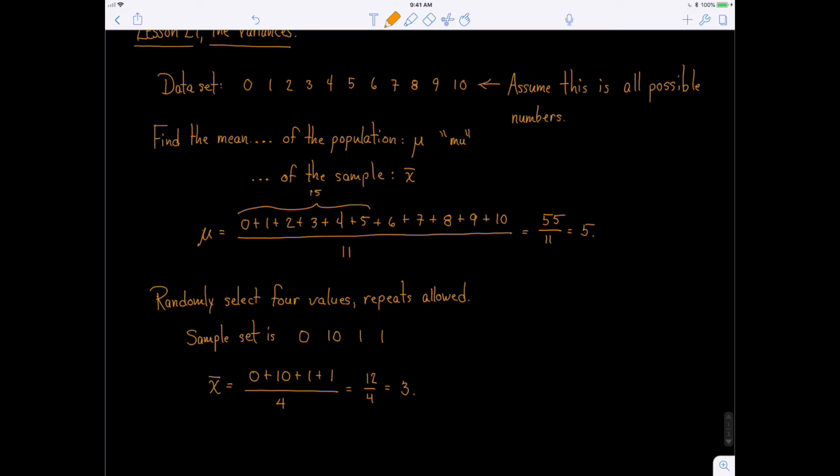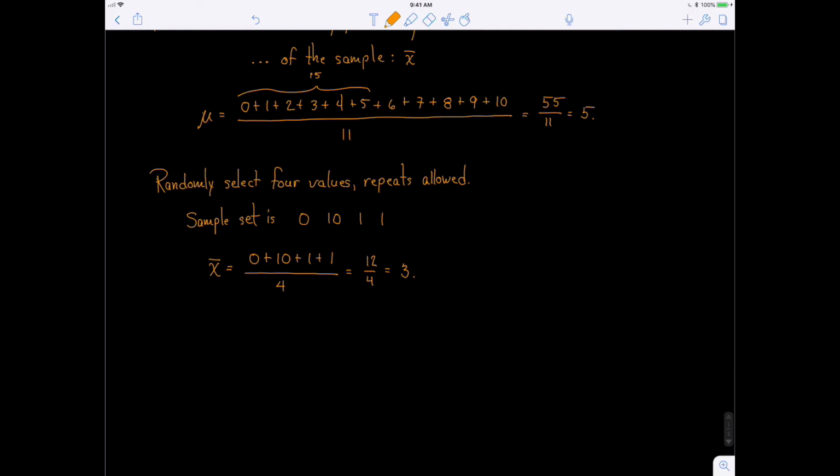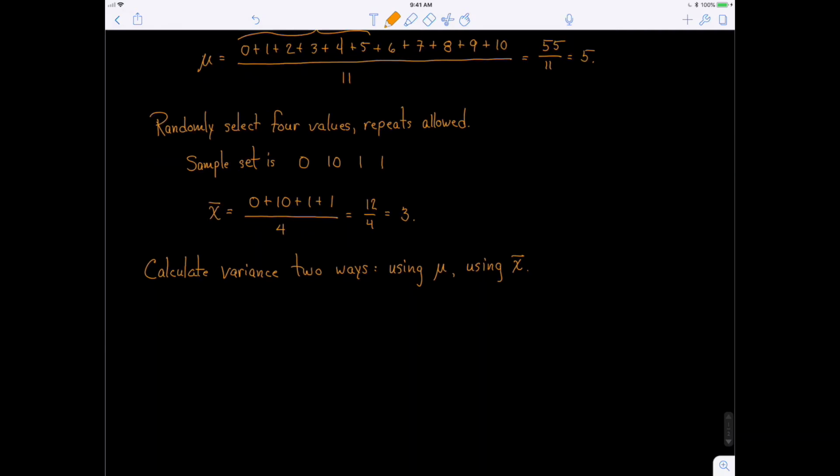So now we're going to try an exercise. We're going to calculate variance two ways. The first way will be using mu, and the second one will be using x bar.